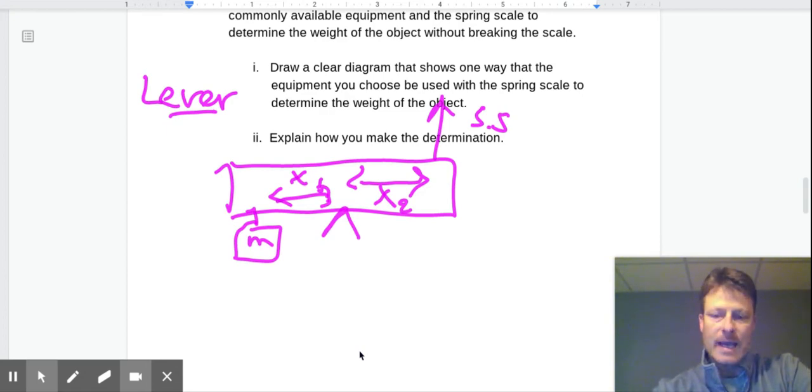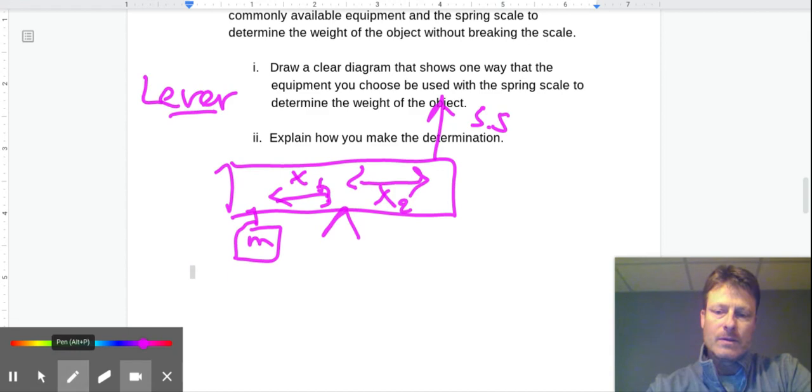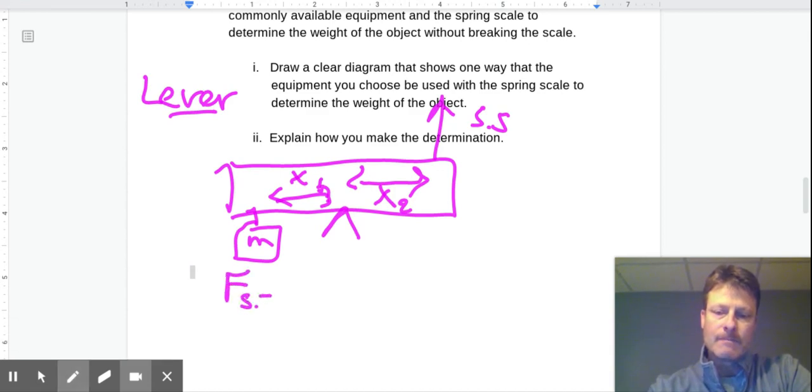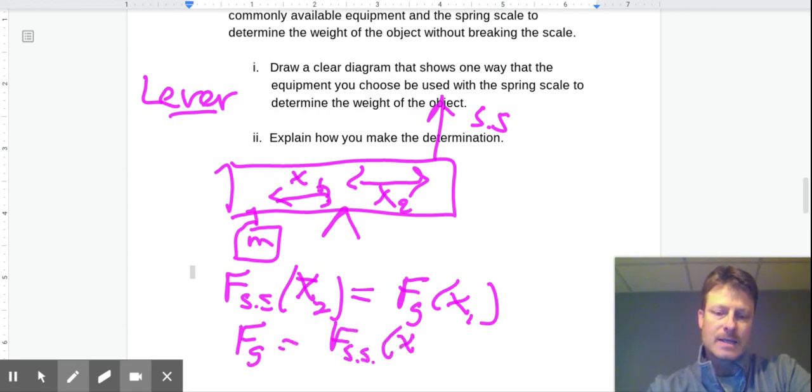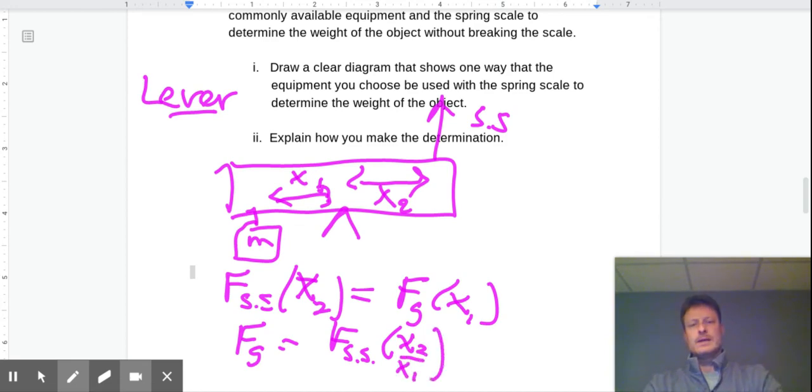So you'd basically have the force on the spring scale times X2 equal to the weight of that object times X1. And so the weight of the object is just the force on the spring scale times X2 over X1. Pretty straightforward thing. And they would want you to be able to show that you did that pretty quickly.